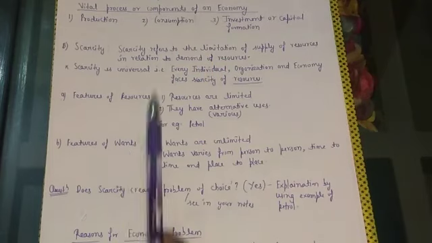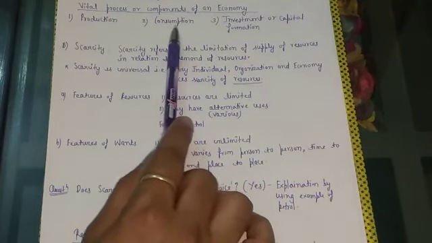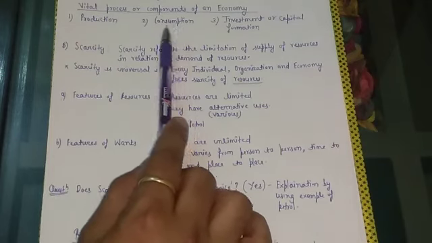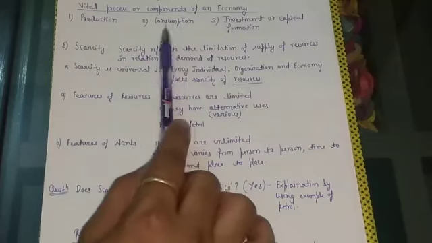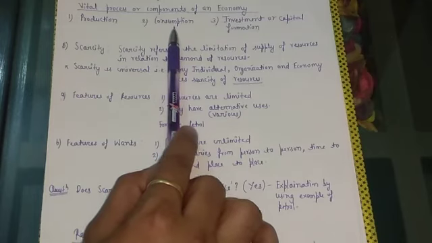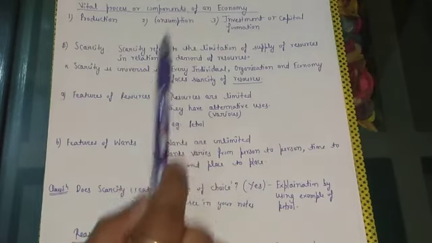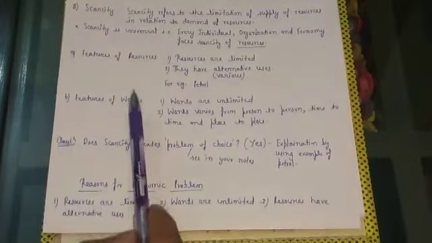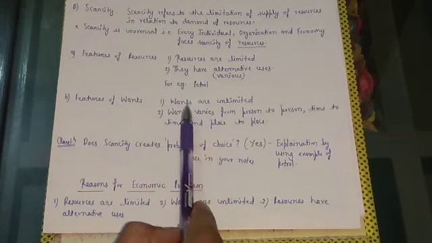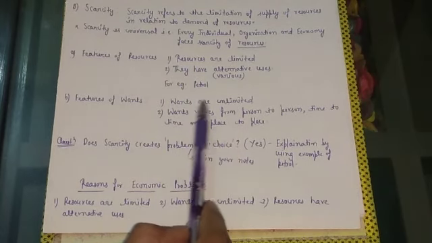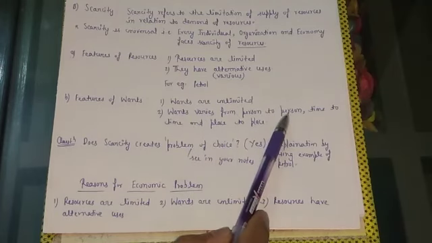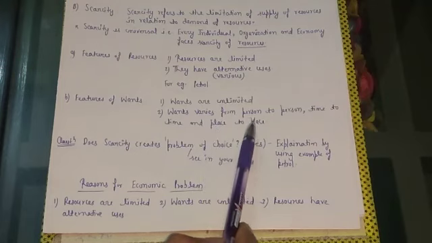Features of wants. I have already discussed the meaning of consumption, but there is a word, wants. What is the definition of consumption? Consumption is a process in which a consumer buys goods and services to fulfill his wants. So what is the meaning of wants? How can we classify which would be wants or not? Wants are unlimited. And second, wants vary from person to person, time to time and place to place.